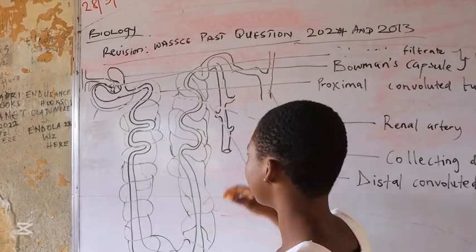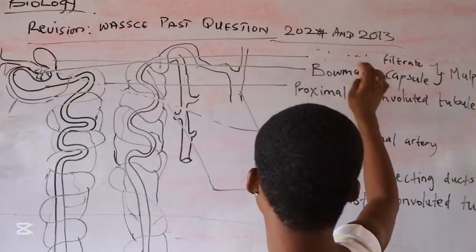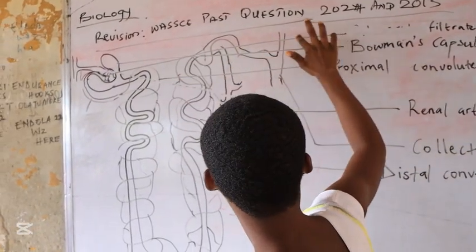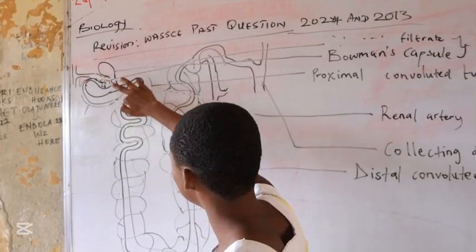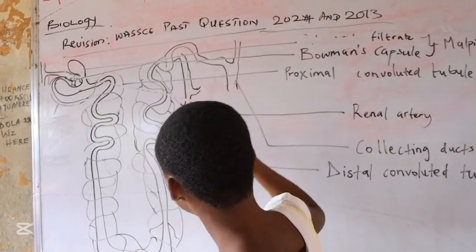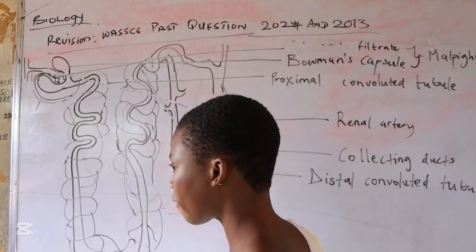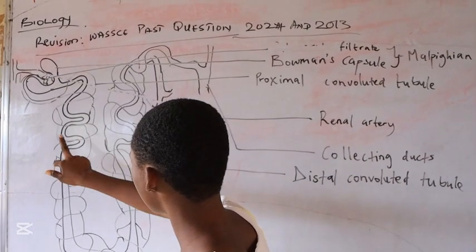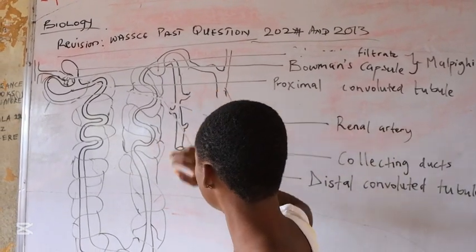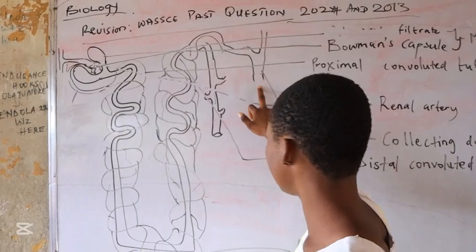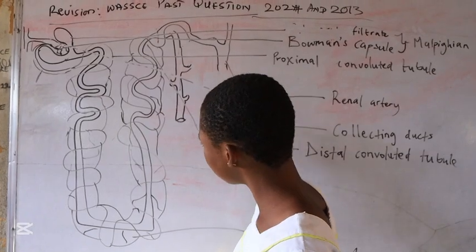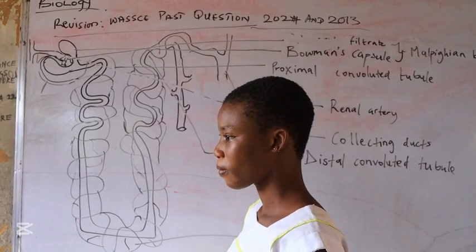Okay. And this one is supposed to be the Bowman capsule. This one is supposed to be the glomerular filtrate. That's what he labeled. But to me, it's still wrong. The glomerular filtrate. Distal convoluted tubule to the urethra, then the branch of the renal vein. Okay, thank you.